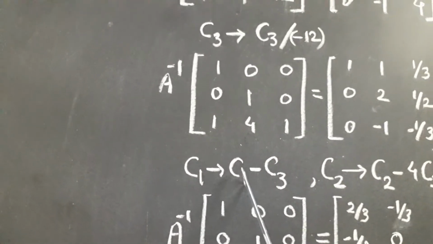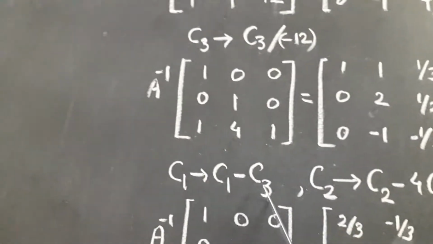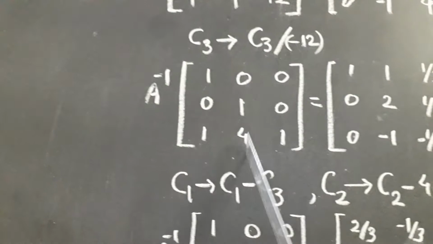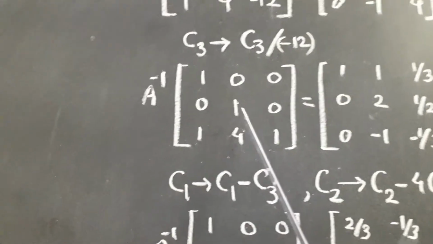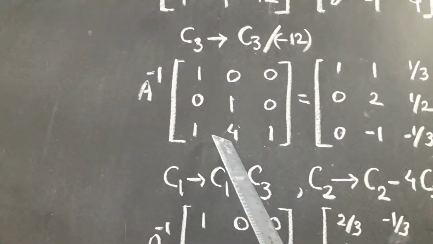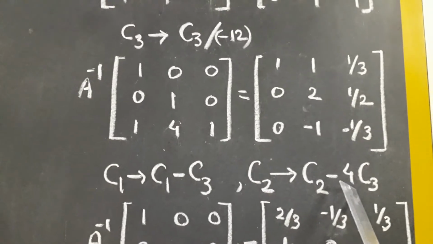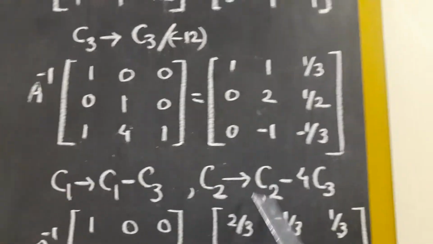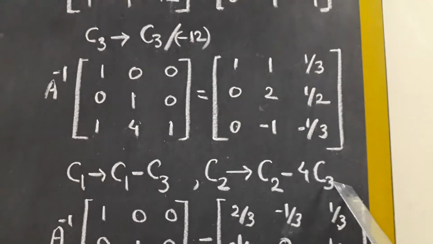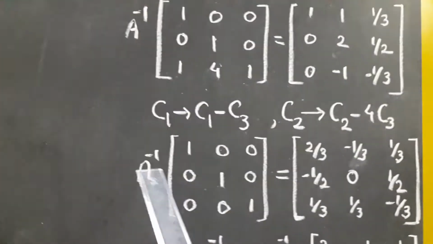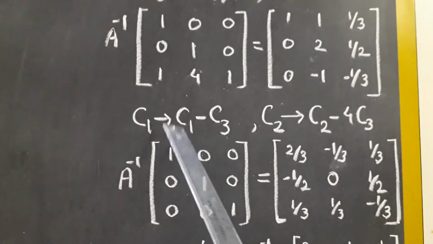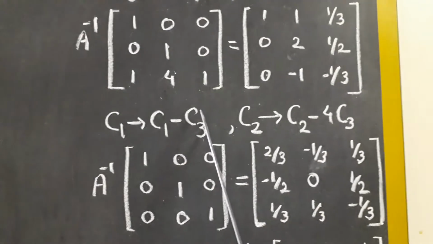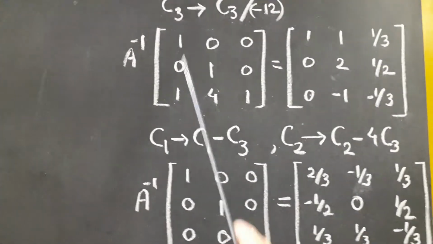So C1 changes to C1 minus C3. In the same manner, for C2 we are going to convert 4 into 0. The opposite of that is minus 4. So we have this transformation: C2 changes to C2 minus 4 times C3. Now, in the next case, we just perform whatever we have written here, the transformations.